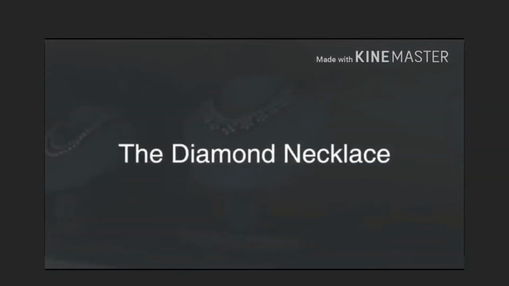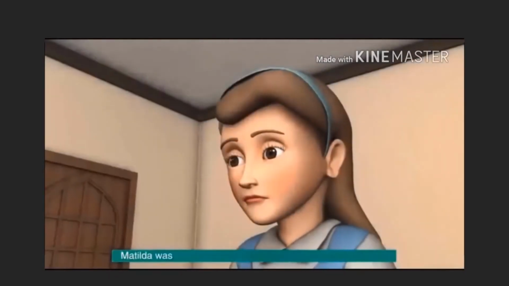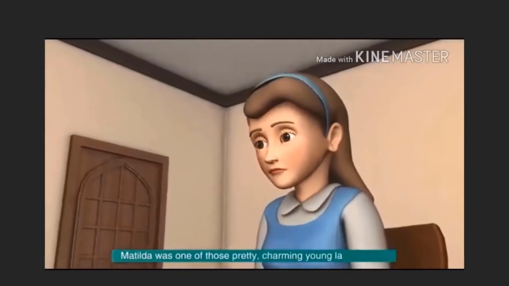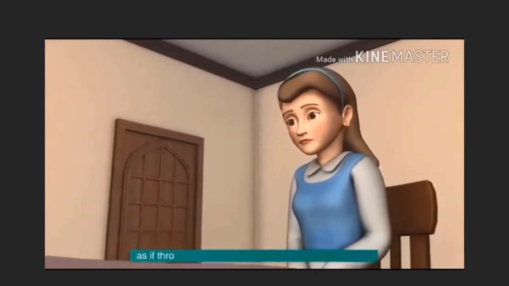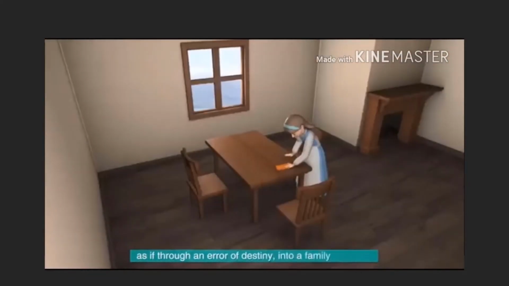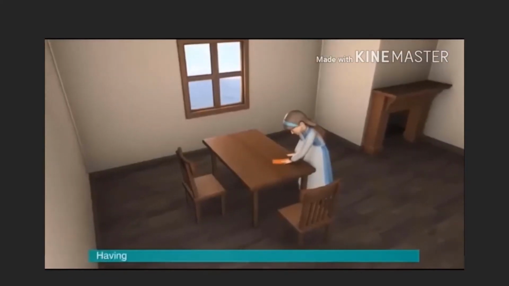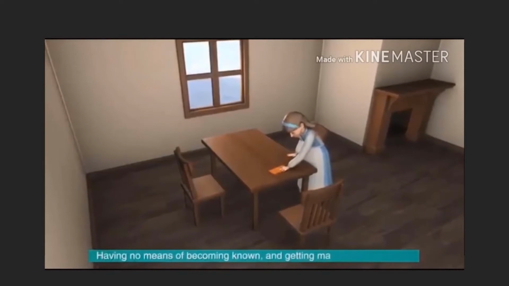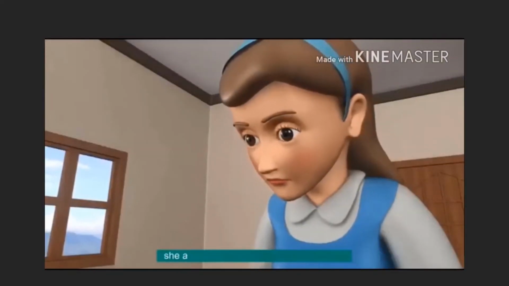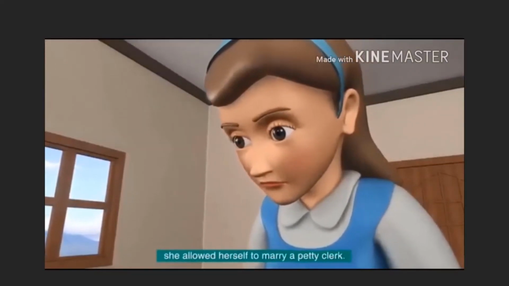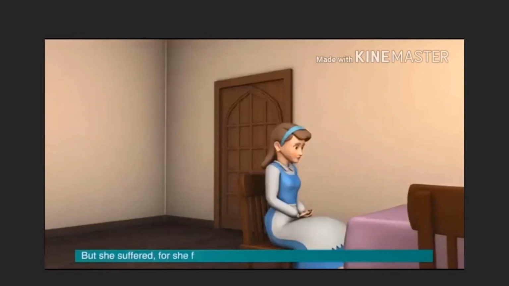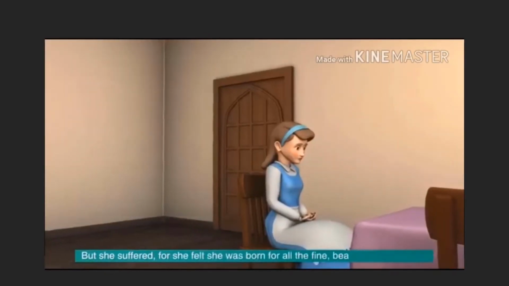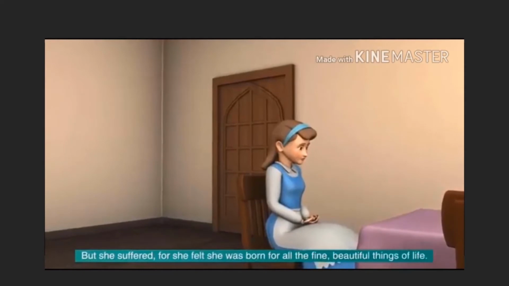The Diamond Necklace. Matilda was one of those pretty, charming young ladies born, as if through an error of destiny, into a family of clerks. Having no means of becoming known and getting married to a rich man, she allowed herself to marry a petty clerk. But she suffered, for she felt she was born for all the fine, beautiful things of life.